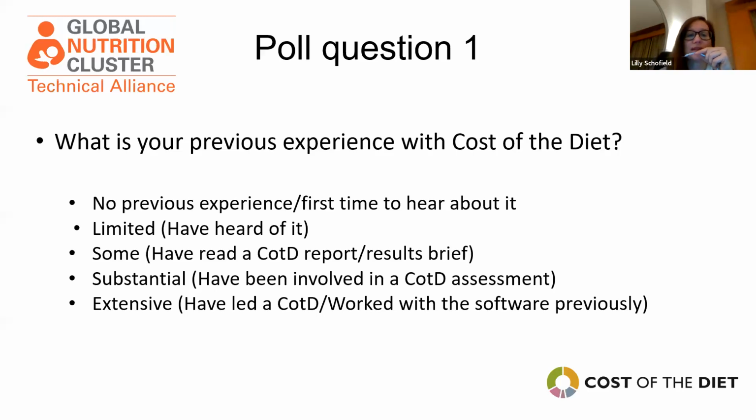A is no previous experience. It's your first time to hear about it. B is limited. Maybe you've heard about it. C is some. So you may have read a cost of diet report or looked at a results brief. D is substantial, so maybe you were involved in a cost of diet assessment, and E is extensive. You've maybe led a cost of diet assessment, worked directly with the software. So we'll just give everyone a few minutes so we can see the spread of experience in the group.